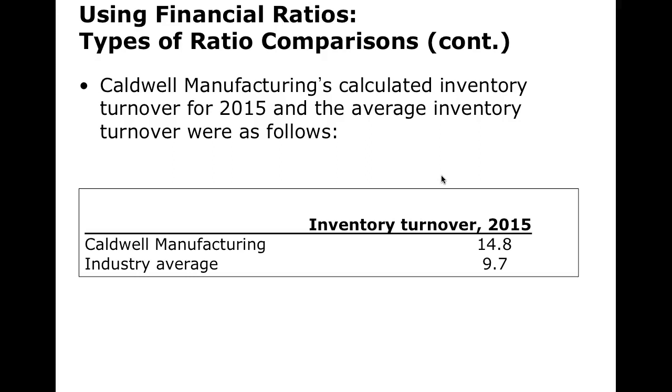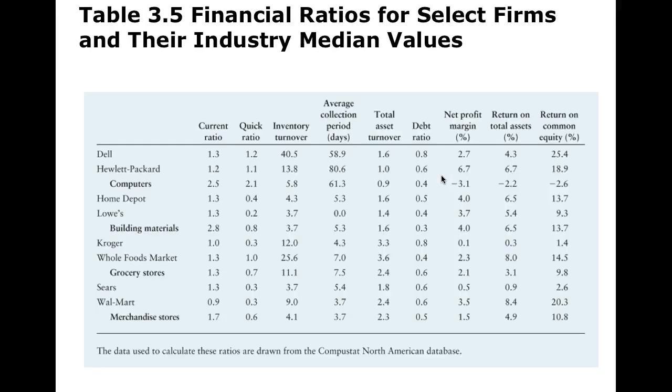So the turnover for 2015 for the company was 14.8, and the industry was 9.7. So what does that mean? It means that this manufacturing company turns their inventory more aggressively than the industry, and that's good because higher inventory turns are better. It means you're more efficient with your inventory.